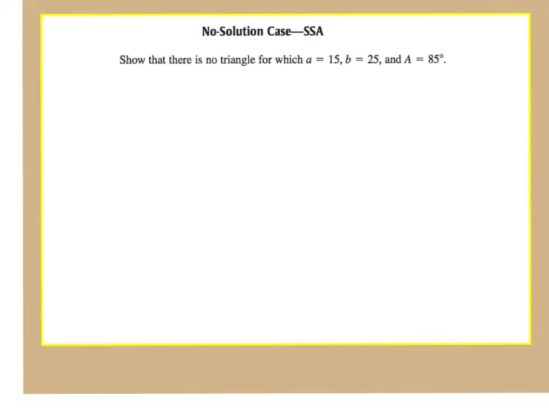Next: side A is 15, side B is 25, and angle A is 85 degrees. Now, is the picture drawn? No. So let's draw our picture. If you remember from other pictures, they always put angle B or angle A there, angle C there. It doesn't really matter. However, I would just be consistent in how you draw them. Doesn't really matter much, but just be consistent.